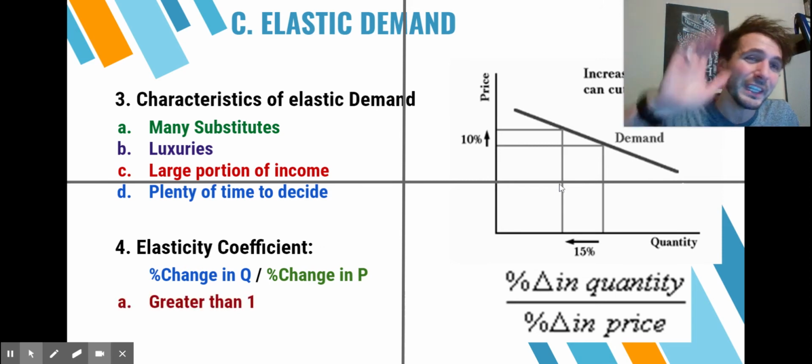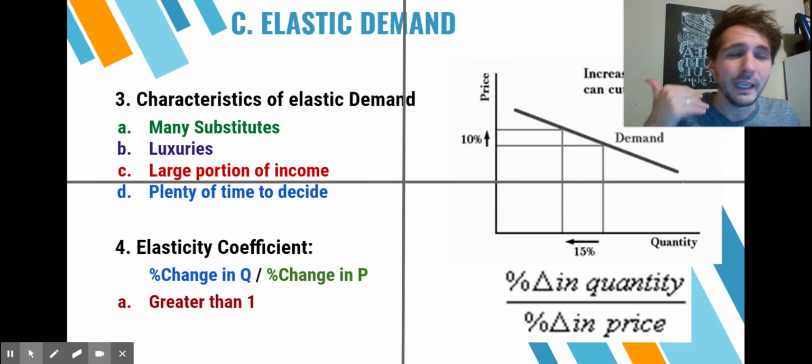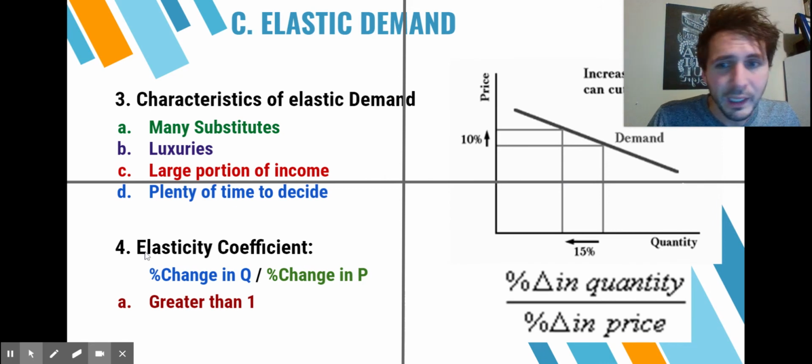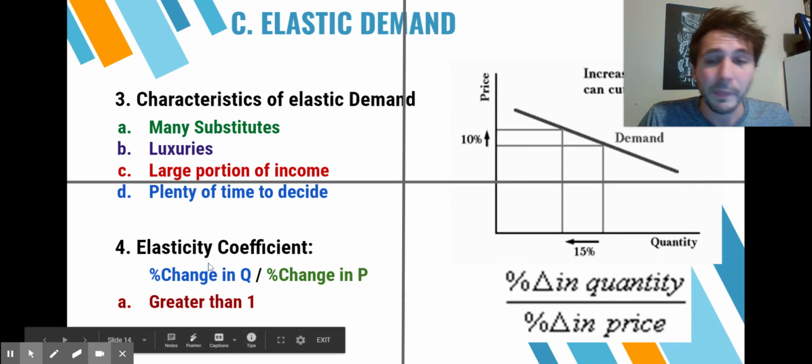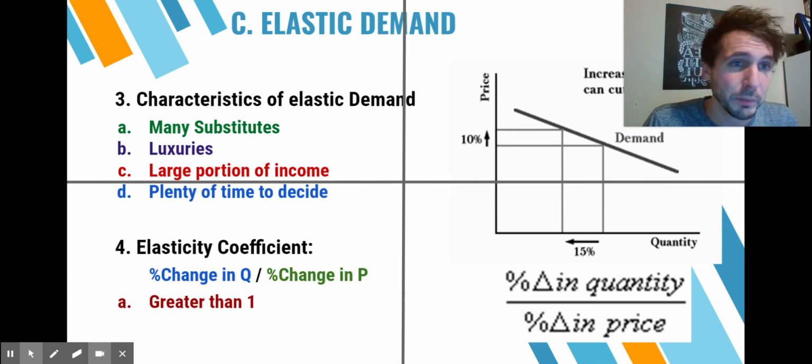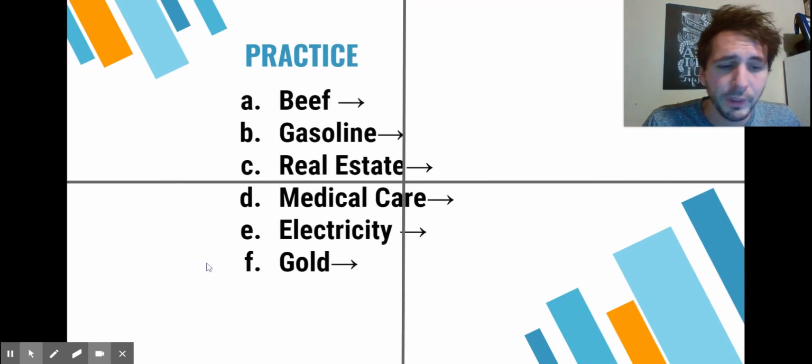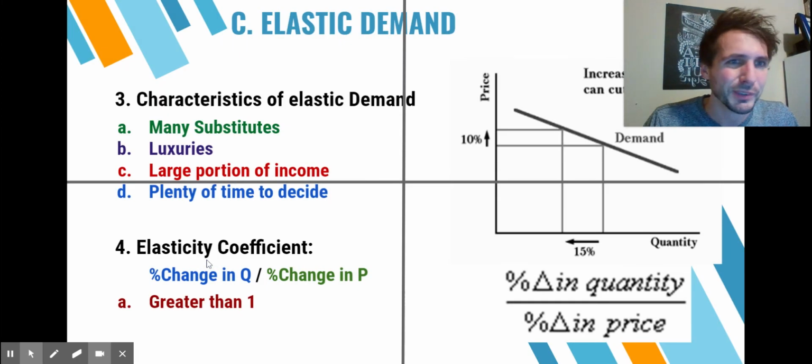In fact, whenever you have elastic demand, it is going to have a coefficient that is greater than 1. Why? Because the percent change in quantity is going to be larger than the percent change in price because people respond very dramatically to a change in price. Okay, that's the reason, of course, that there are sales on certain items.